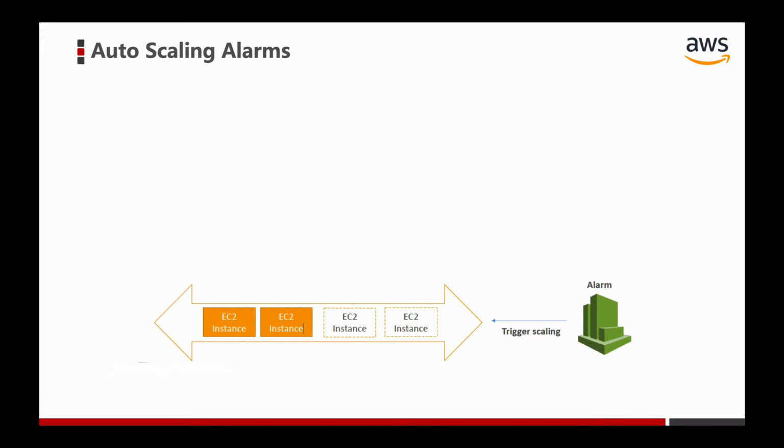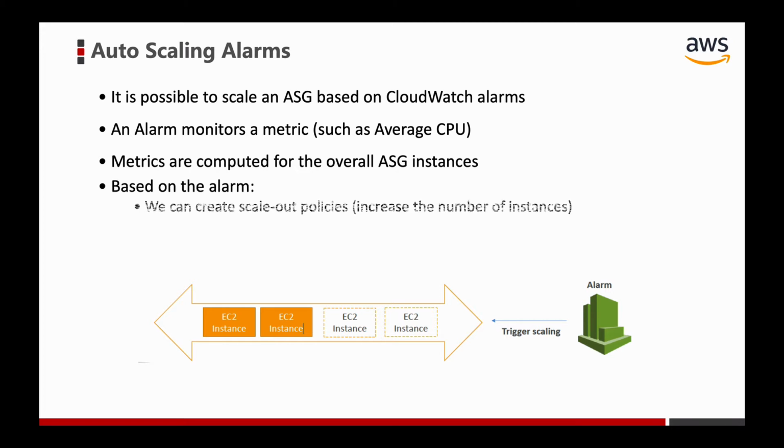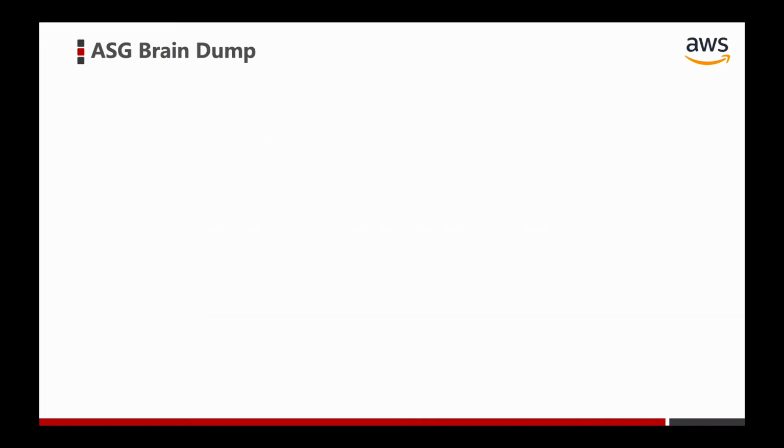Okay, so let's talk about auto scaling alarms. It's possible to scale an ASG based on CloudWatch alarms. ASG stands for auto scaling group. Alarm monitors metrics such as average CPU. Metrics are computed for the overall ASG instances. Based on the alarm, we can create a scale-out policy. Scale-out policy means increase the number of EC2 instances. And we can create a scale-in policy, which means decrease the number of instances.